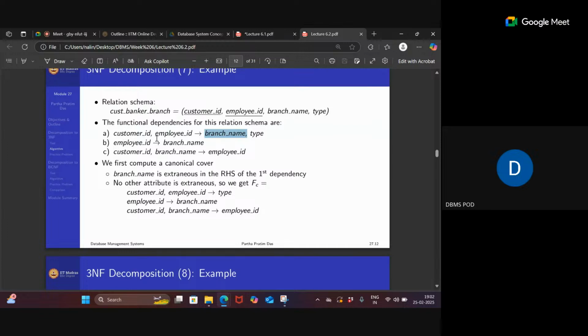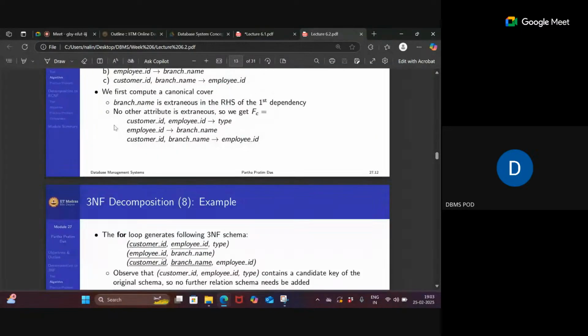After removing this branch name, we will have customer ID, employee ID determines type, employee ID determines branch name, and customer ID branch name determines employee ID. Is any other FD redundant here? After removing branch name.